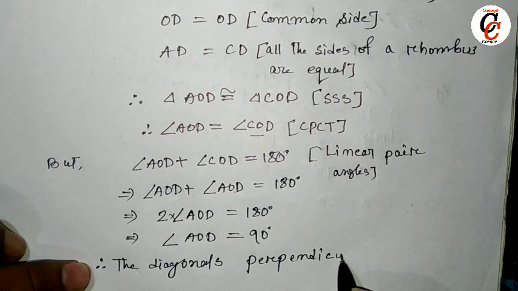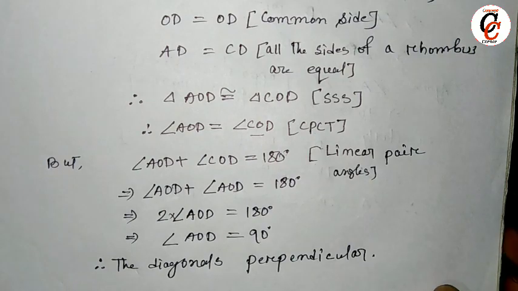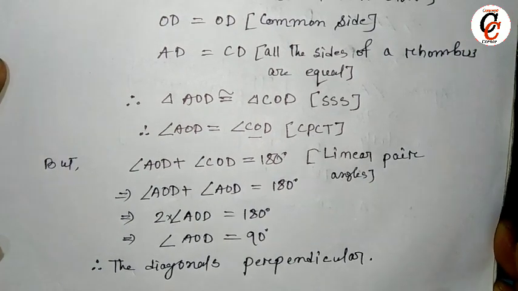So this is what we needed to prove: the diagonals of a rhombus are perpendicular.